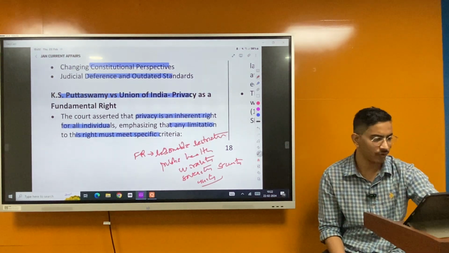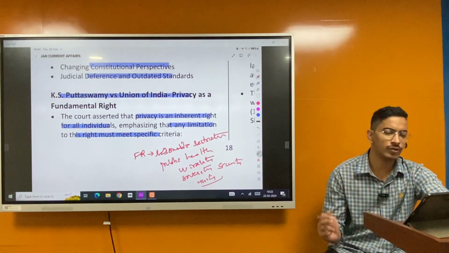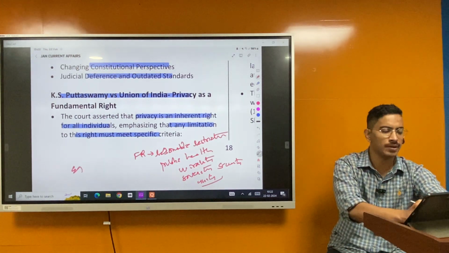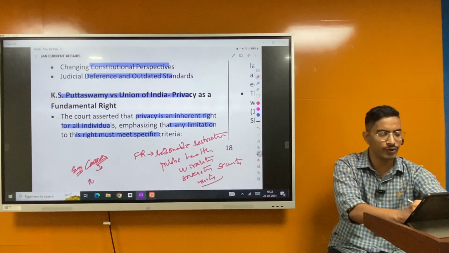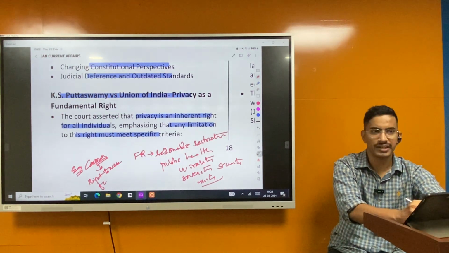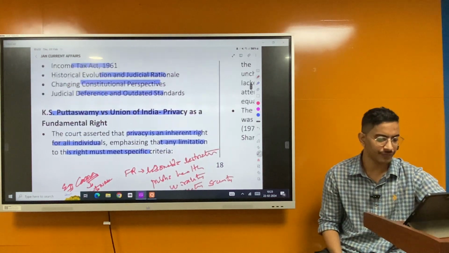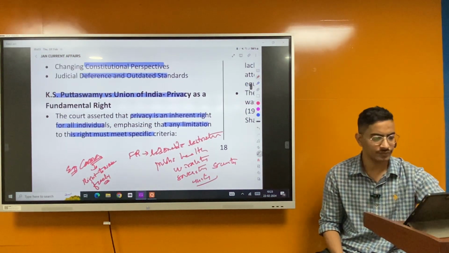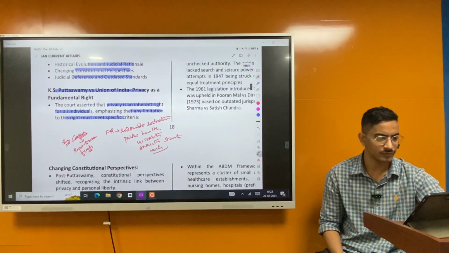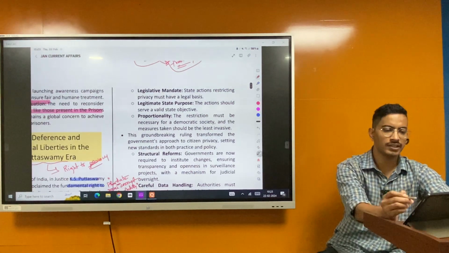Okay. So if you do not remember this, just remember the example of Corona. That time the right to move freely was restricted, right? So what are the legislative mandates?